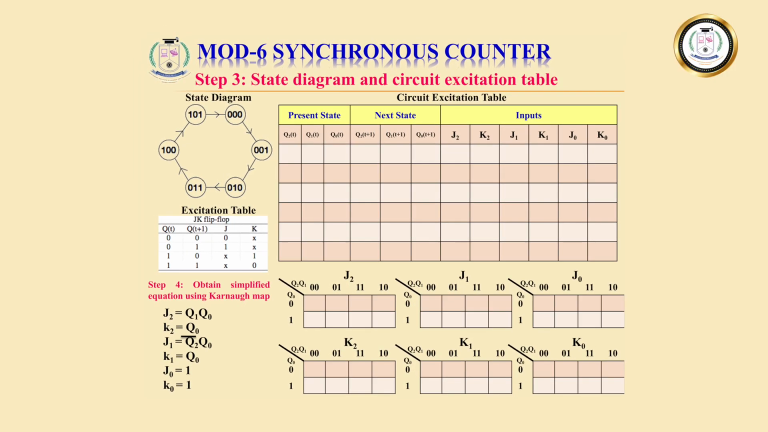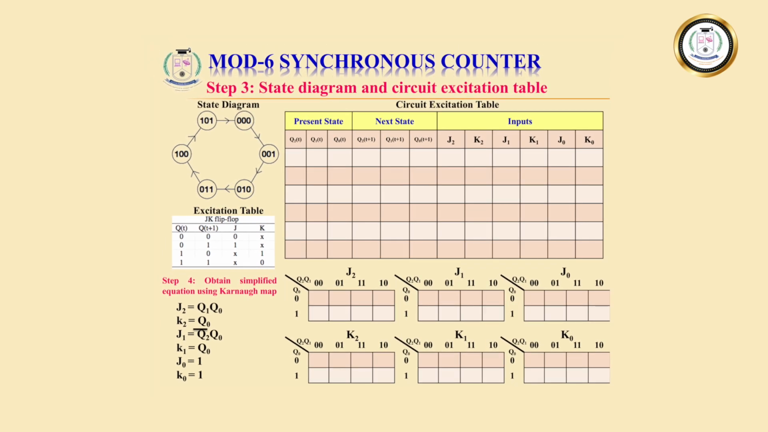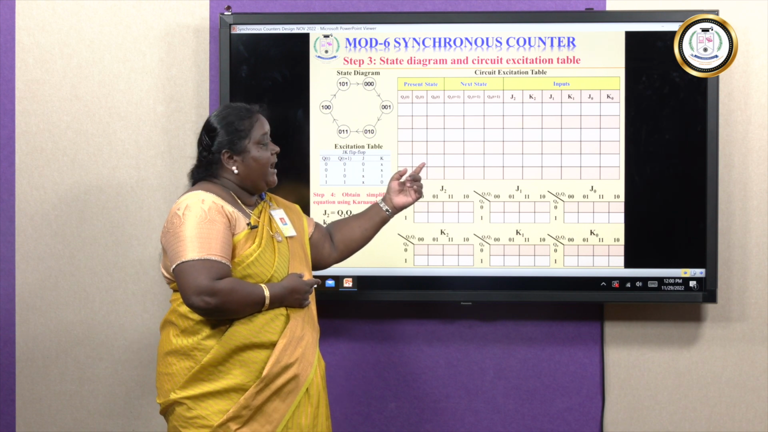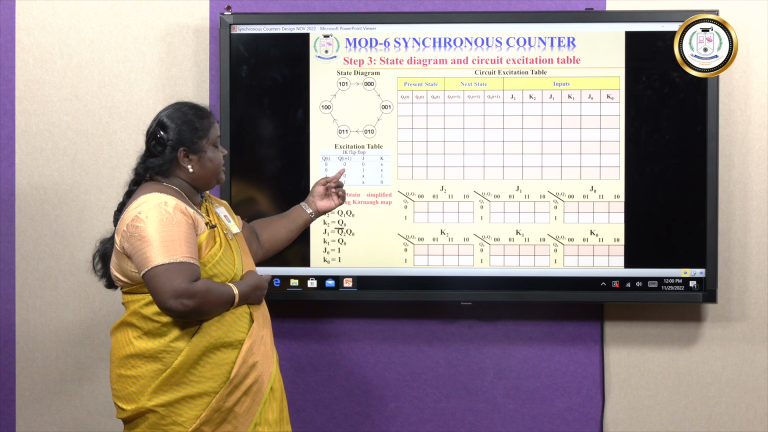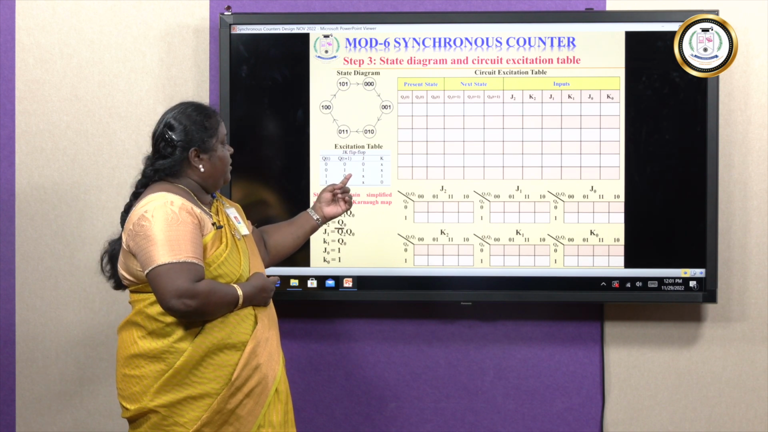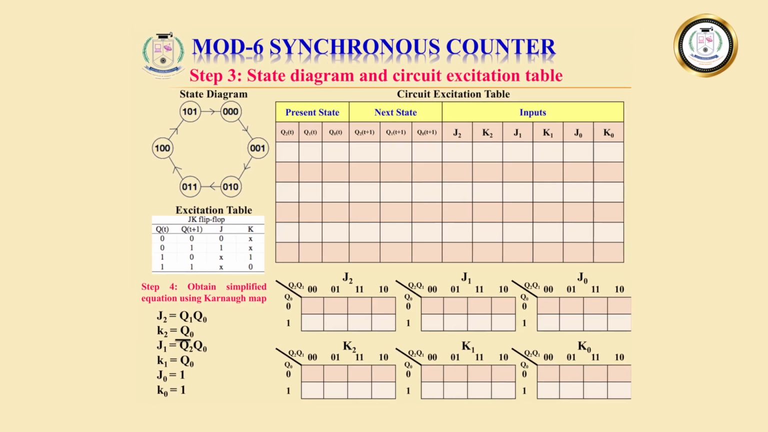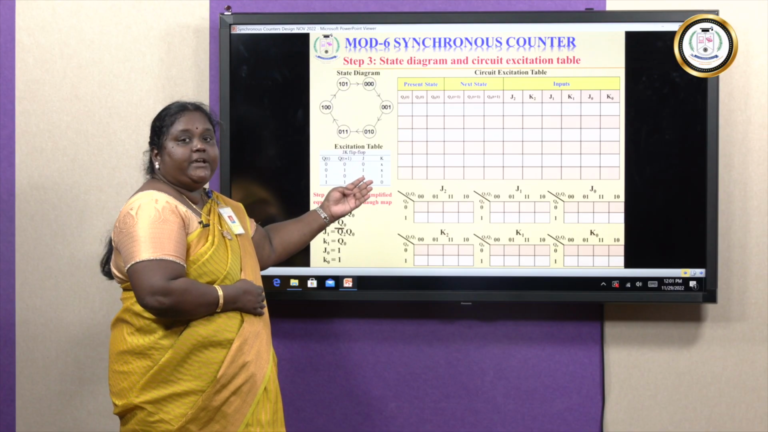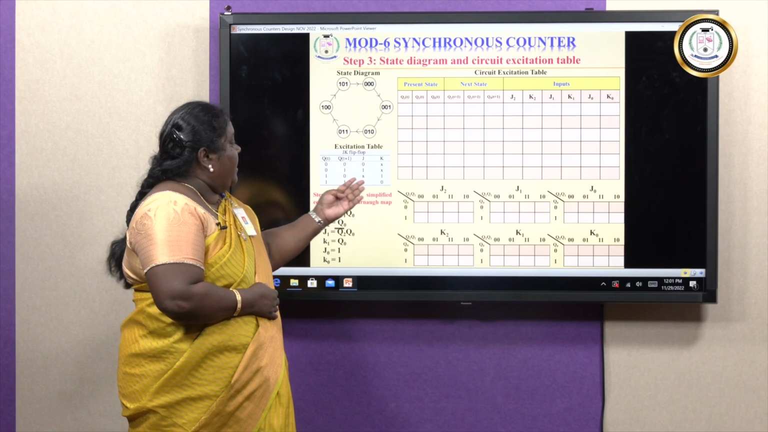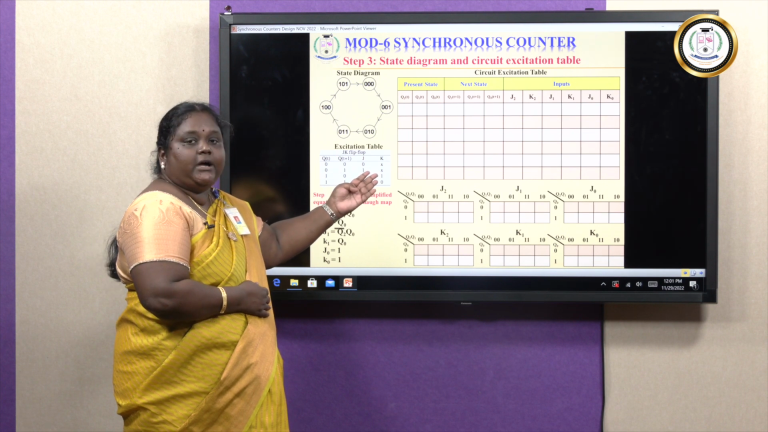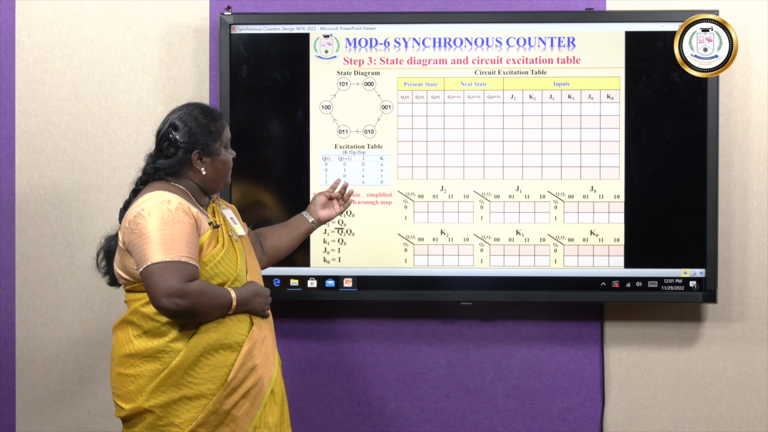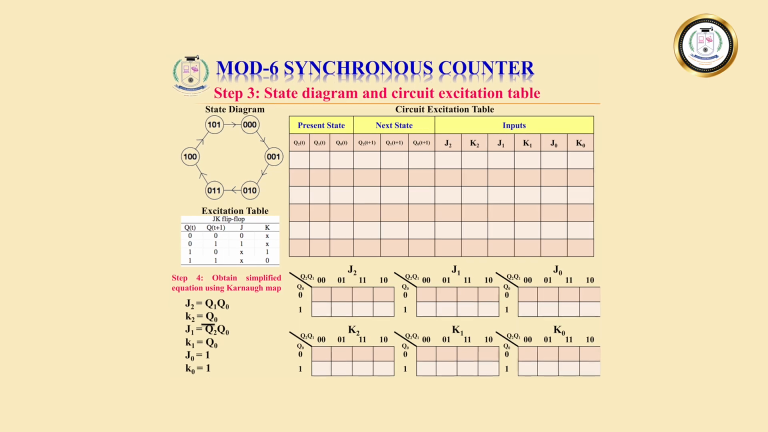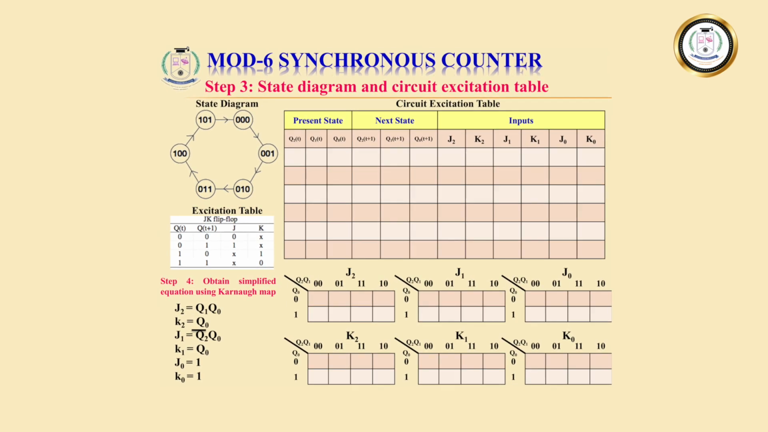In step 3, let's draw the state diagram for the given counting sequence and create the circuit excitation table. And let's have a picture of the excitation table for the JK flip-flop. For the JK flip-flop, the present state is represented as Q of t and the next state as Q of t plus 1, and we have the input combinations J, K. For 0, 0, the inputs are 0, don't care; for 0, 1, it is 1, don't care; for 1, 0, it is don't care, 1; and for 1, 1, it is don't care, 0.